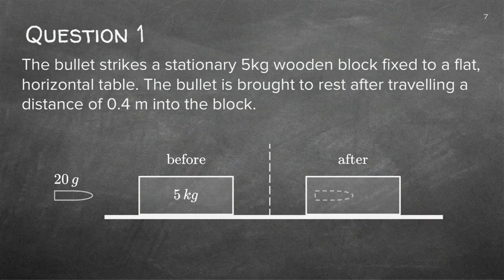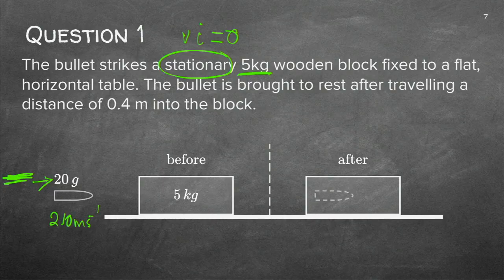Good. This bullet now strikes a stationary block. It gives you information, 0 initial, 5 kilogram block. So I had the rifle here, the bullet's been shot, it is now traveling at 210 meters per second, and it's now going into the block. The bullet is brought to rest, final velocity 0, after traveling 0.4 meters, not per second, it's not velocity. It is a distance of 0.4 meters in the block.